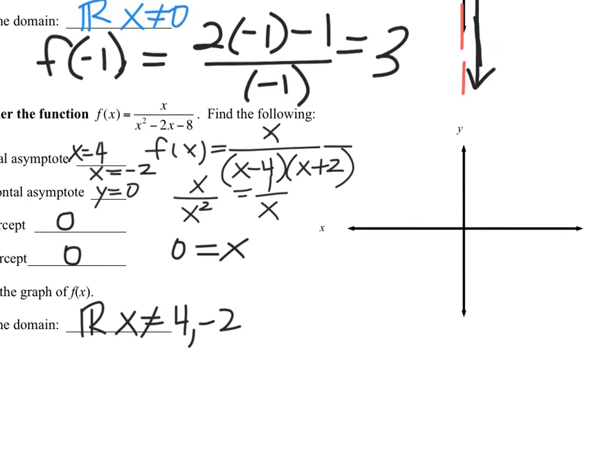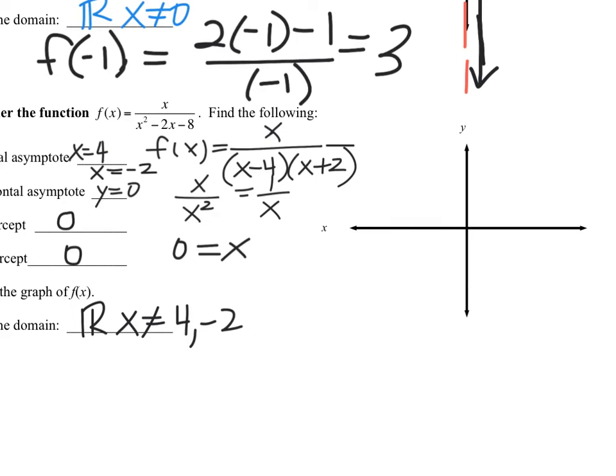Okay, let's graph all our things. Here we go. X equals 4 is one of our vertical asymptotes. So let's draw a vertical line through 4. X equals -2 is another one. Another one. And then y equals 0 is our horizontal asymptote.